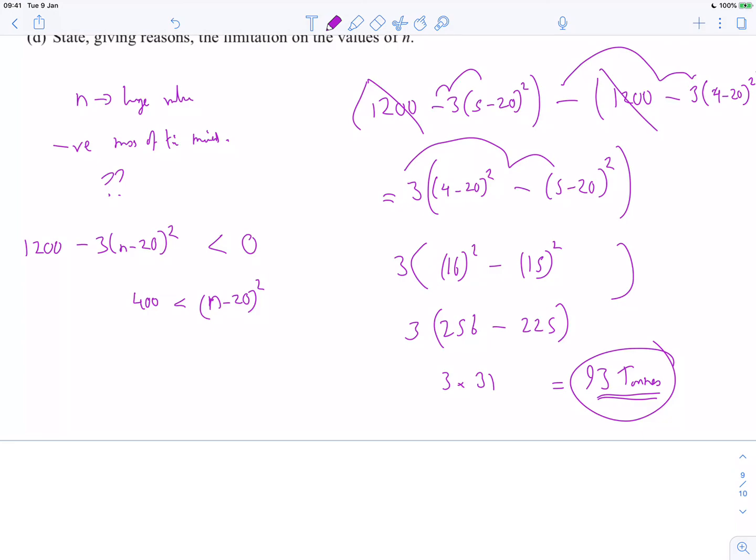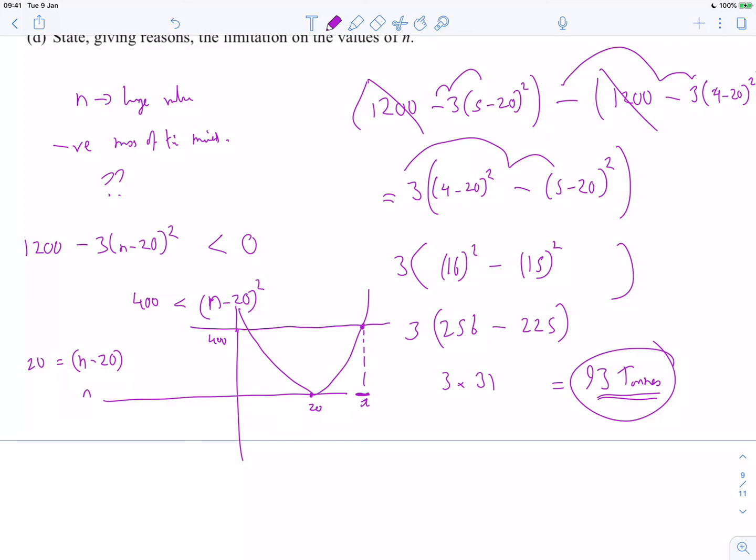Well, what's going to happen here? Another way of looking at this is you go along 20 like that, and you're going to have a quadratic that bounces like this, and the line 400 is here. So I want to know what this value, let's say x is, past the 20, where that is the 400. So 20 squared is 400, so n minus 20, when does that equal 20? Well, that's when n is 40.